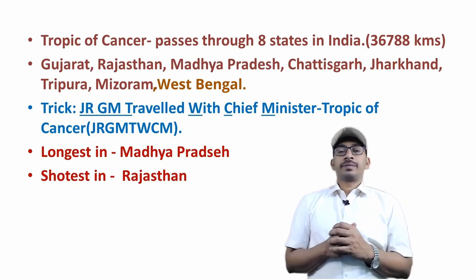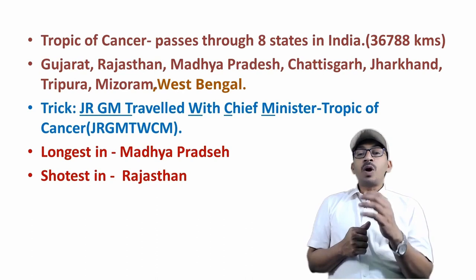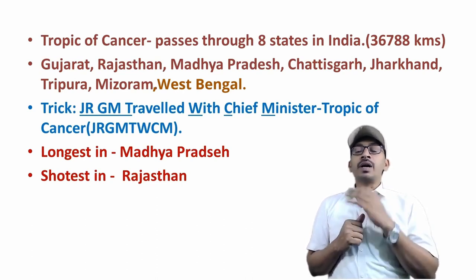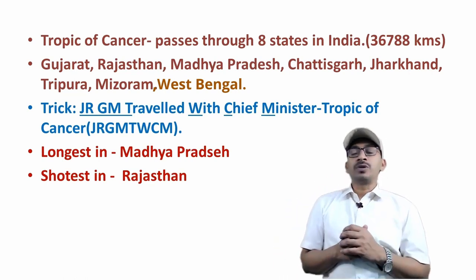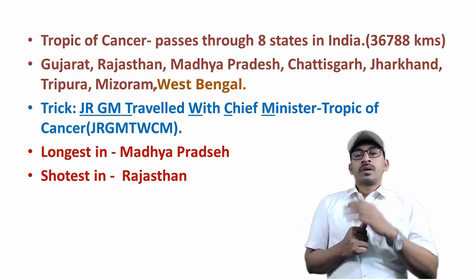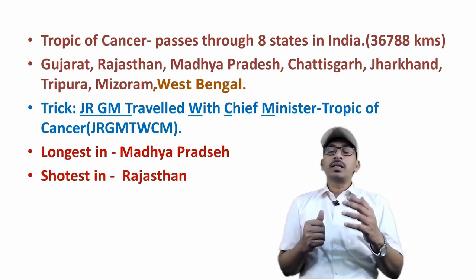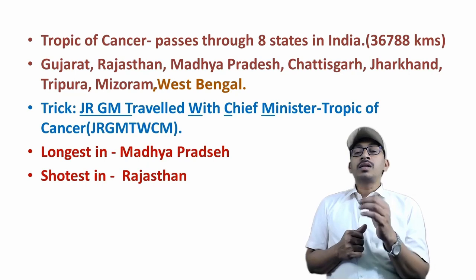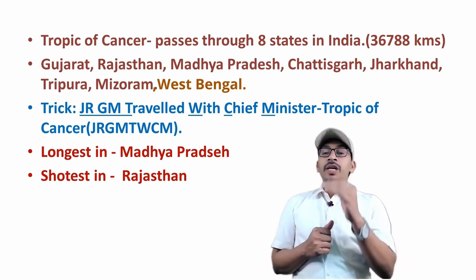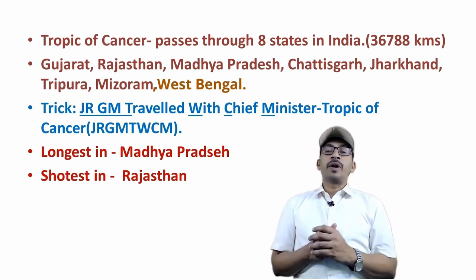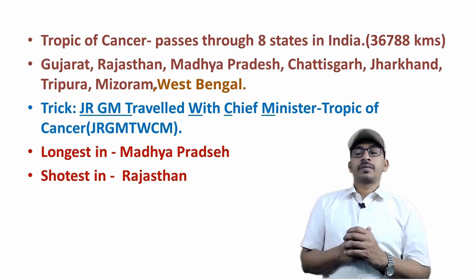Tropic of Cancer. The Tropic of Cancer passes approximately through the center of our country. It divides India into 2 climatic zones. To the north part, the climate is entirely different. To the south part, the climate is entirely different. This is also because of India's presence to the north of the Tropic of Cancer and to the south of the Tropic of Cancer.